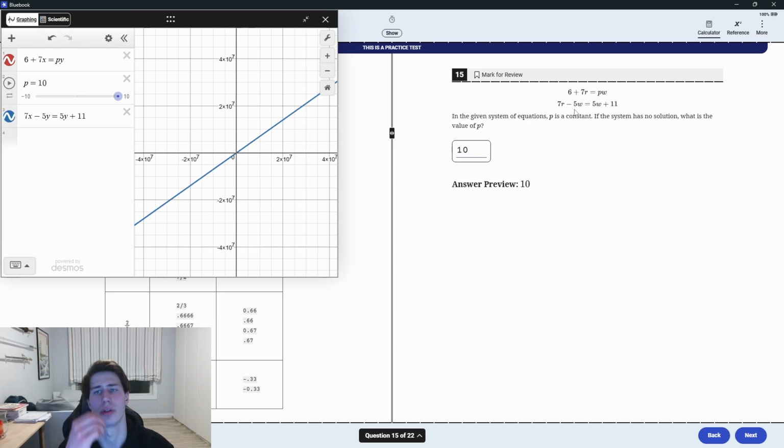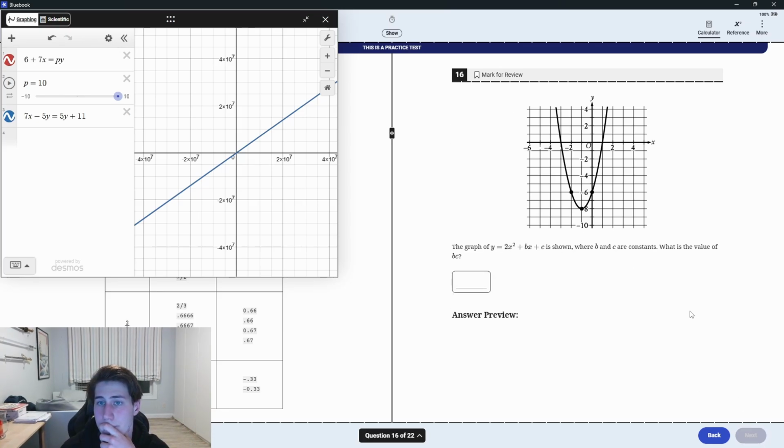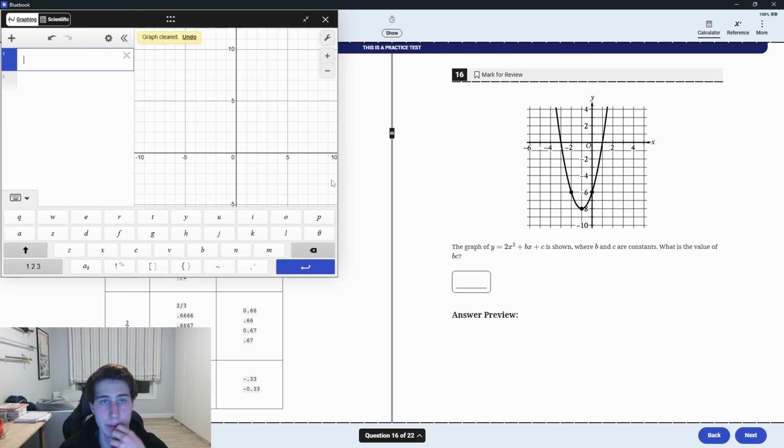And in this case, you can also look at this algebraically. In the second equation, if you add over 5W, you get 10W. So 6 plus 7R is equal to PW. And then 7R is equal to 10W plus 11. When you cancel out the 7R's from both equations, you get 6 is equal to 11 when P is equal to 10, because it's 10W. So PW is then just 10W. And 6 equals 11 is not true. So P has to be 10. So that's another way of looking at it algebraically. But Desmos is significantly easier.